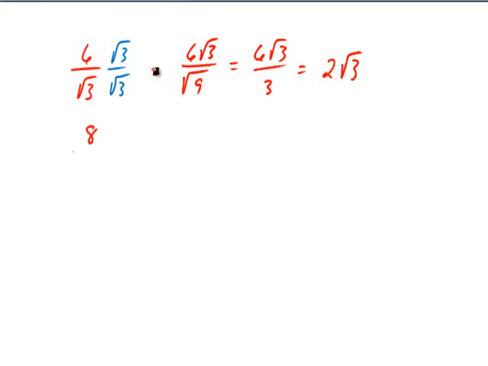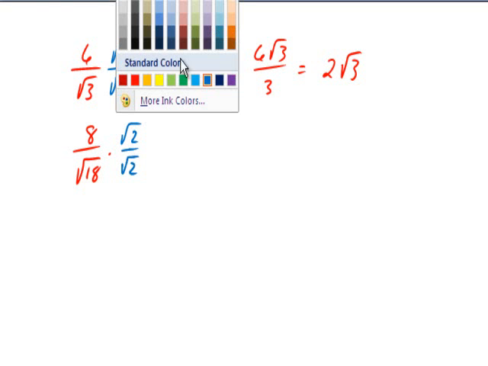Another example, 8 over root 18. I could multiply the top and bottom of this by the square root of 18, but that's a pretty large number when I get to multiplying, so I could multiply by something smaller, for example the square root of 2, which would still be a value that will give me a perfect square in the denominator.